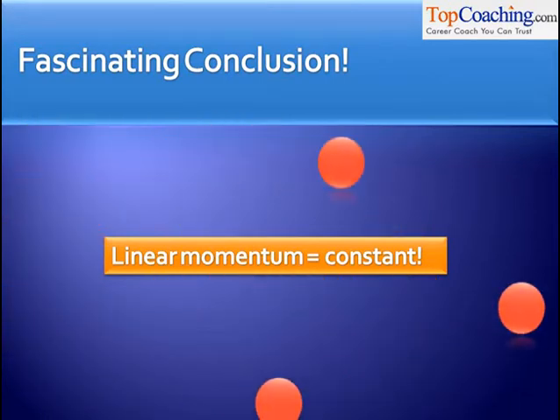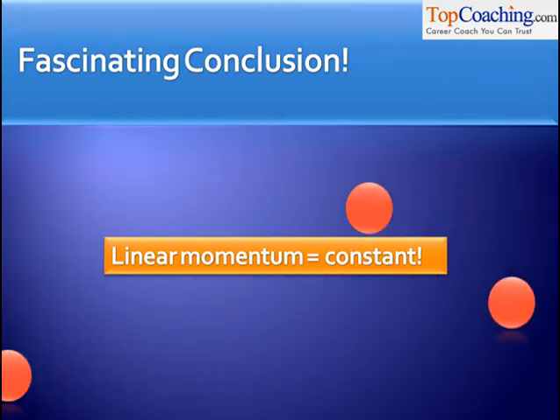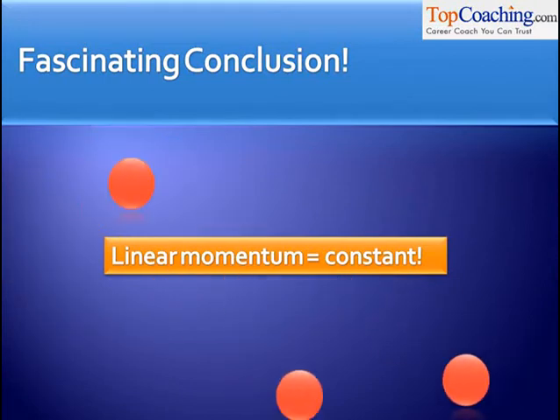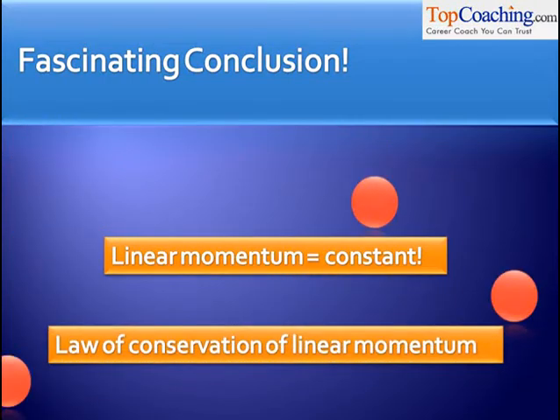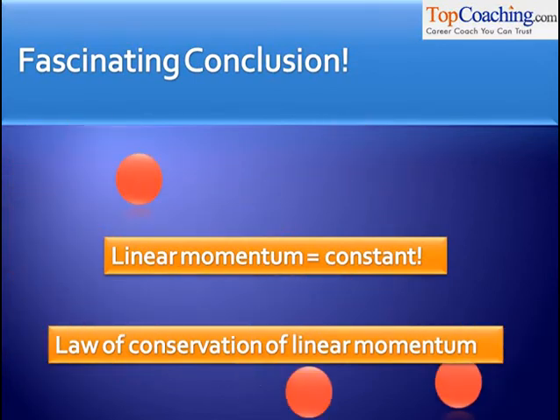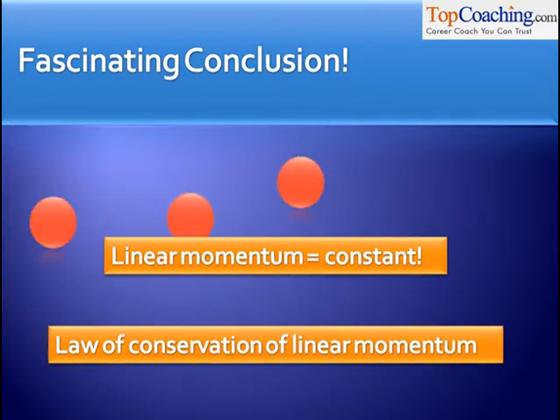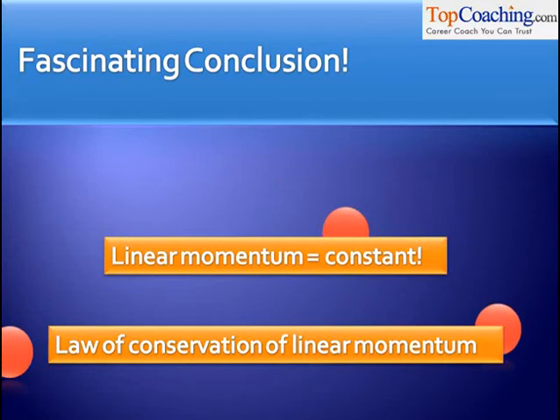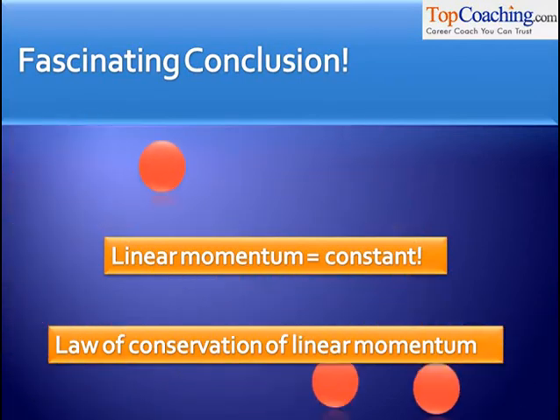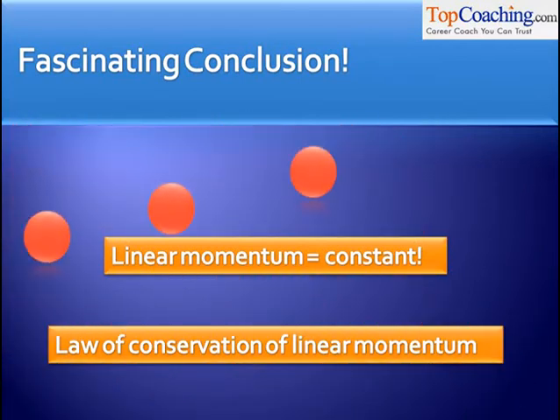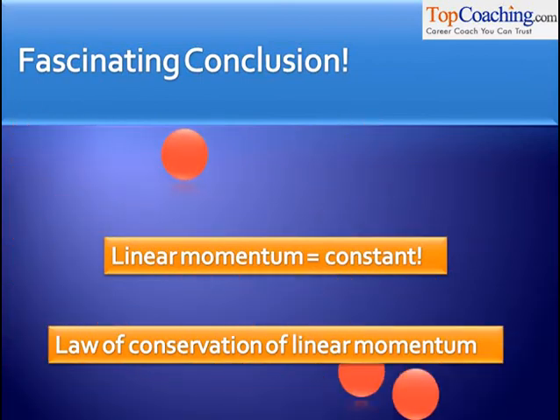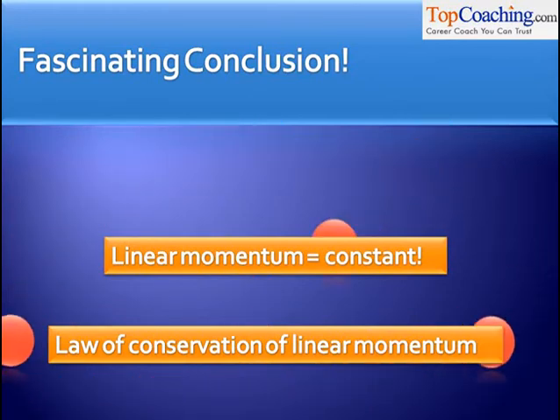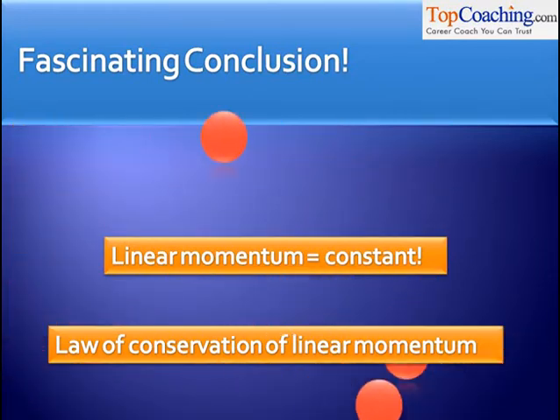So if there is any system and there are no external forces acting on the system, in that case the linear momentum of the system will be constant. This special statement, linear momentum is constant when no force acts on the system, is called the law of conservation of linear momentum. This means that initial momentum equal to final momentum equal to momentum at any instant, because there's no force acting on the system and so the momentum will not change.